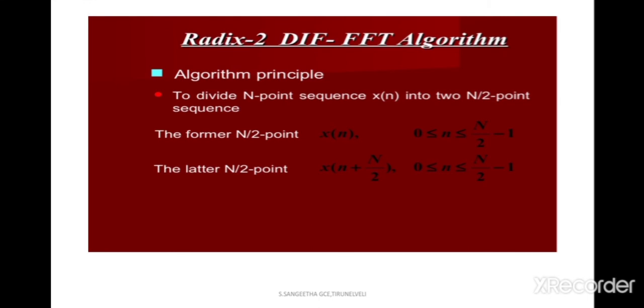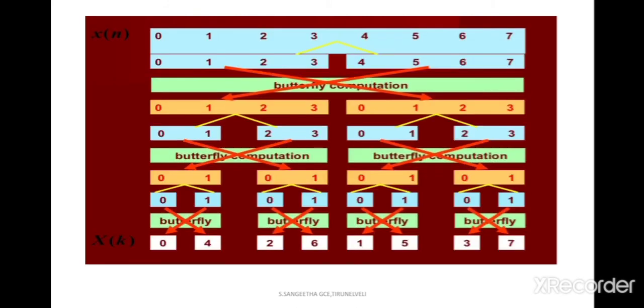So next we are going into the DIF FFT algorithm principle. To divide the N point sequence x of n into two N by 2 point sequences, we have the former N by 2 points and the latter N by 2 points. The former N by 2 points are x of n, where n ranges from 0 to N by 2 minus 1, and the latter N by 2 points are x of n plus N by 2, where n ranges from 0 to N by 2 minus 1. So next we have the computation using the butterfly structure.